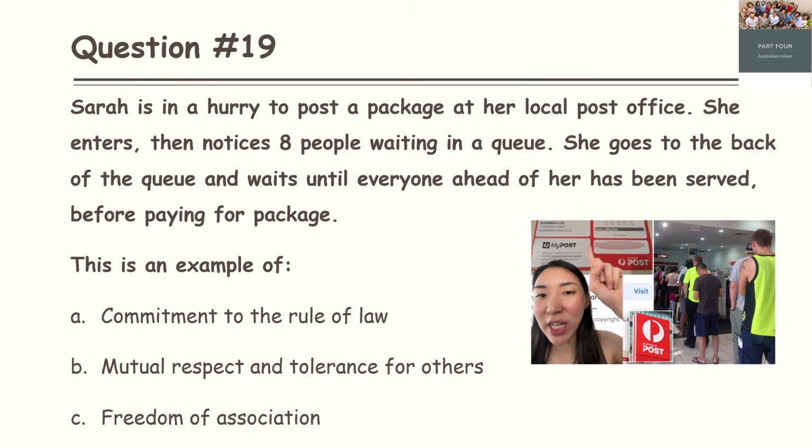Question 19. Sarah is in a hurry to post a package at her local post office. She enters, then notices 8 people waiting in a queue. She goes to the back of the queue and waits until everyone ahead of her has been served before paying for her package. This is an example of A. Commitment to the rule of law. B. Mutual respect and tolerance for others. C. Freedom of association.